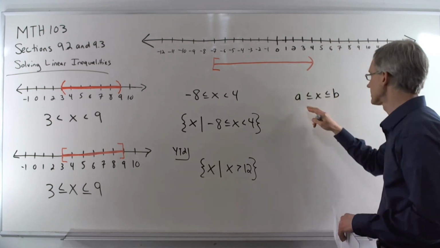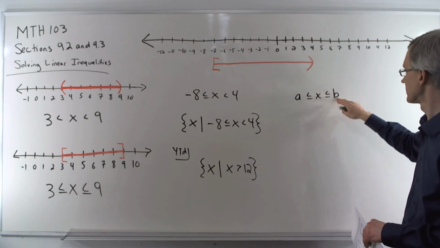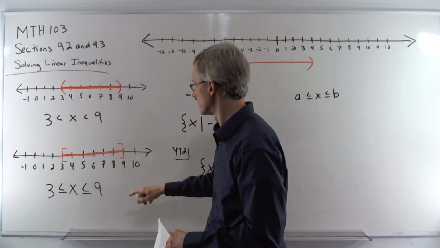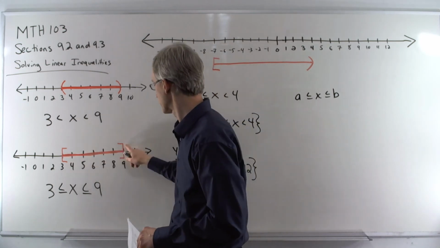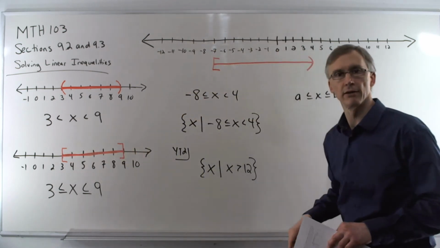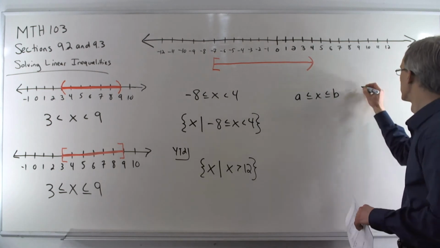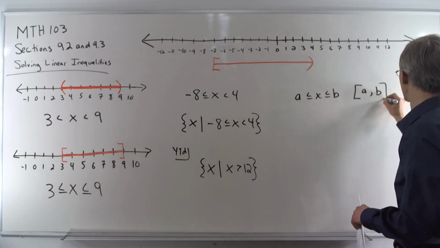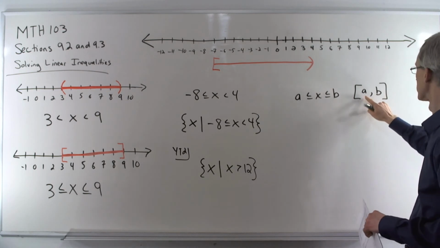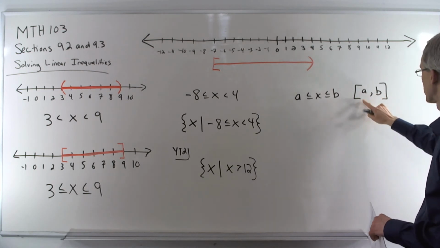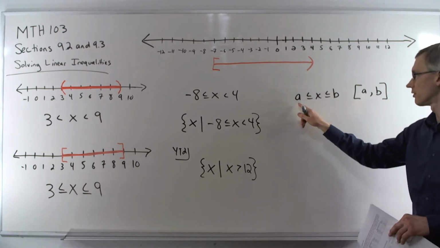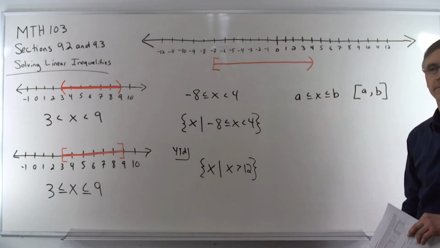So something like this, A is less than or equal to X, less than or equal to B. Just like over here where we used brackets on the ends, we're going to use brackets now on the ends of interval notation. So you write the two numbers in between separated by a comma. So here are your endpoints. This tells whether or not the endpoints are in the set, and that is interval notation for all numbers between A and B.